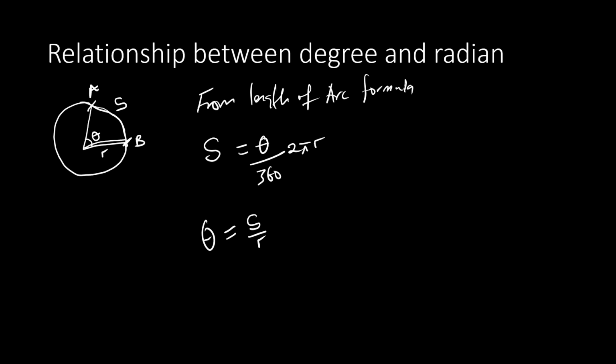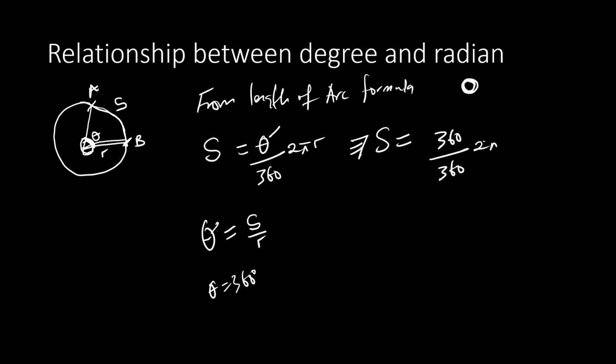Now, let's assume theta equals 360 degrees. Take note that we have theta here, and we also have theta here. Don't forget, angle at a point is equal to 360 degrees. Here, this is just an acute angle, it might not be 360, but if you assume that theta equals 360 degrees, we're going to have S equal to 360 over 360 times 2 pi r, and then S equals 2 pi r.